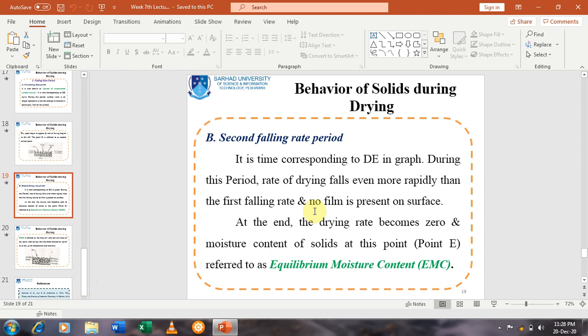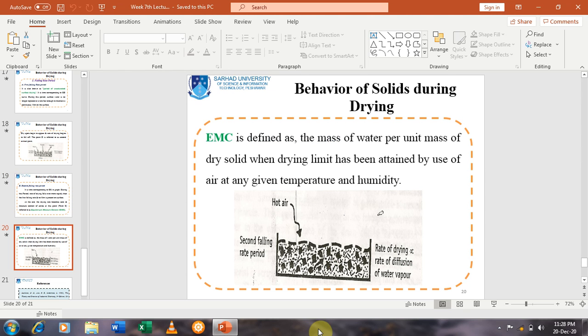And point E is termed as equilibrium moisture content, abbreviated as EMC, because at the end the drying rate becomes equal to 0 and the moisture content of the solid at this point is referred to as equilibrium moisture content. What is meant by equilibrium moisture content we have defined in the previous lecture as well, but I am going to explain a little bit to you.